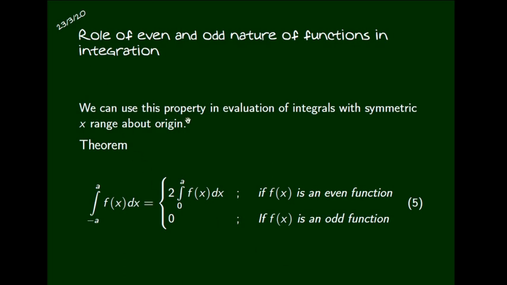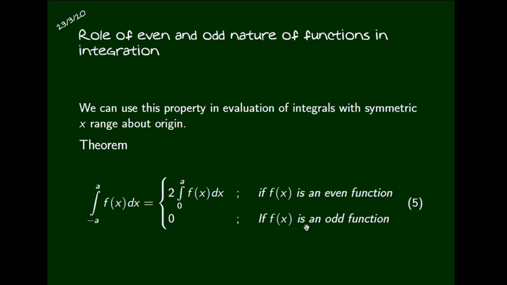Okay. So the role of even and odd nature of a function in integration. We can use this property in the evaluation of integrals with a symmetric x range about the origin. That means from x equal to 0, it takes minus a to the left and a to the right. So this x range is symmetrical about the origin. This is an important theorem. Integral from minus a to a, symmetrical about x equal to 0, of f of x dx equal to, if the function is even, as I already told you, 2 times the integral from 0 to a of f of x dx.